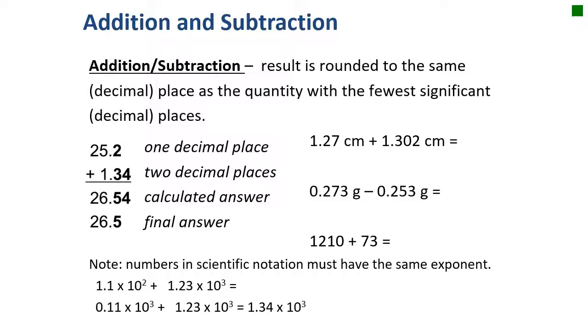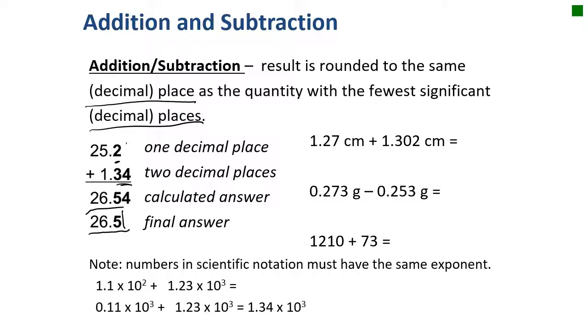All right, the pain is not multiplication and division, it is addition and subtraction. Addition and subtraction, the answer is going to be rounded to the same decimal place as the quantity with the fewest decimal places. What do we mean by that? If I take 25.2 and I add to 1.34 and I look at my decimal places, it says 1 decimal place. This one has 2 decimal places, so I'm going to round this to 1. I'm going to get this one.